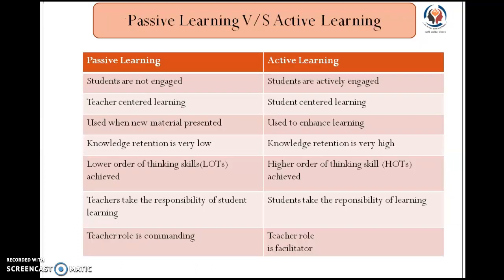Now let's compare active and passive learning. In passive learning, students are not engaged much, while in active learning, their role is bigger. Passive learning is teacher-centered learning, where the teacher delivers and demonstrates, while active learning gives a bigger role to the student, that is, student-centered learning. Passive learning is used when new material is to be delivered or presented, while active learning is used to enhance the knowledge of students.